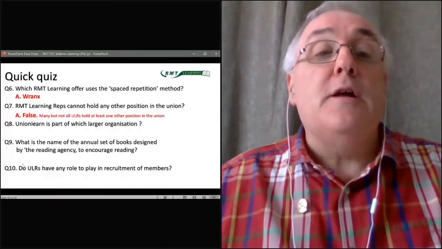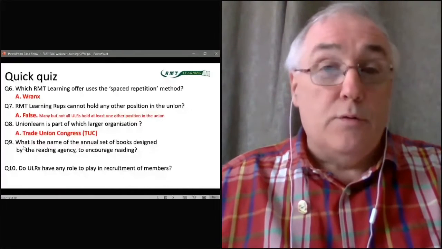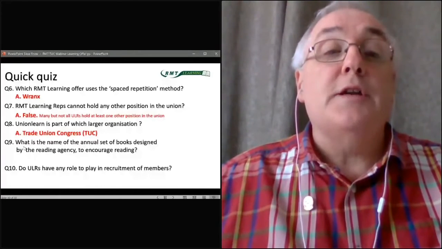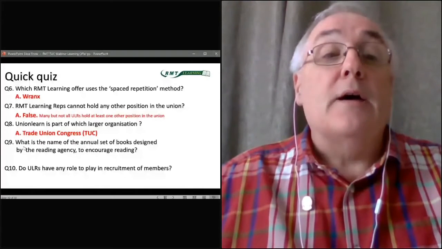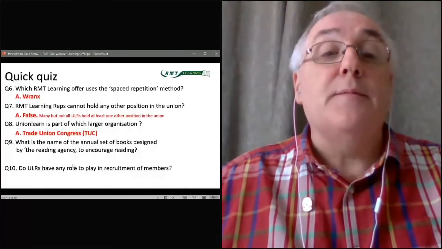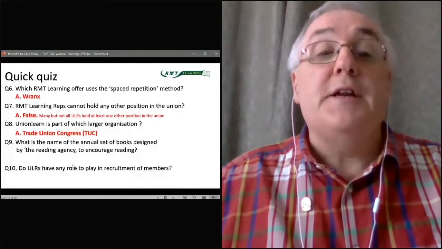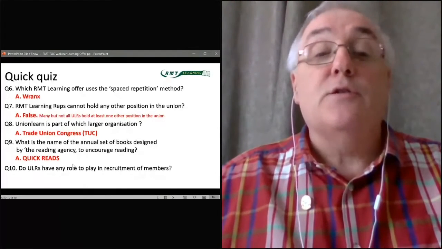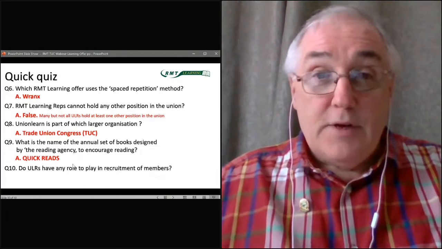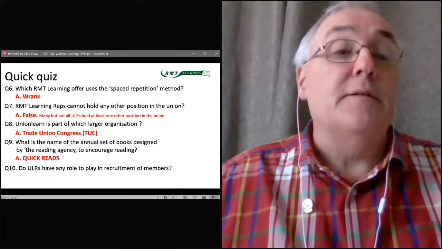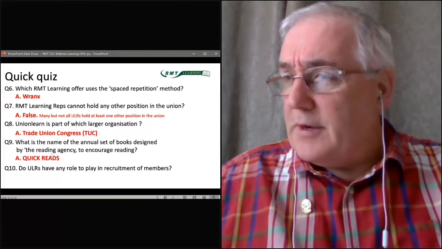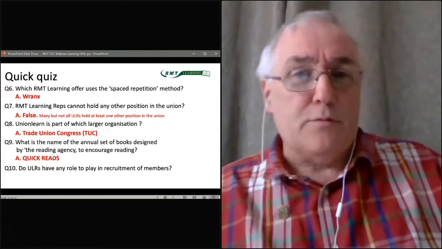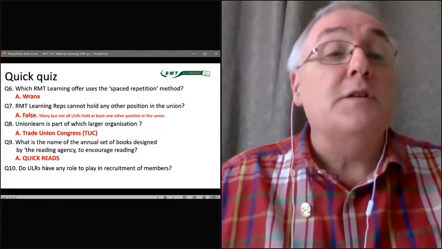Question number 8. Union Learn is part of which larger organisation? It's the Trade Union Congress, or the TUC. Question number 9. What is the name of the annual set of books designed by the Reading Agency to encourage reading? It is, of course, the Quick Reads. Really good stuff they are. I love reading those. Last one I read was Finding Captain Poldark, I think it was called. Really good. Recommend that.